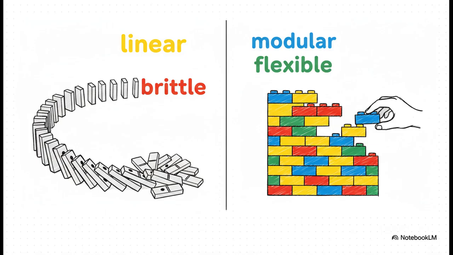Yeah, early code was basically a long, straight line of instructions. Think of it like a row of dominoes. Sure, it's simple to set up, but if you nudge just one domino in the middle, the whole thing comes crashing down. It was just incredibly fragile.